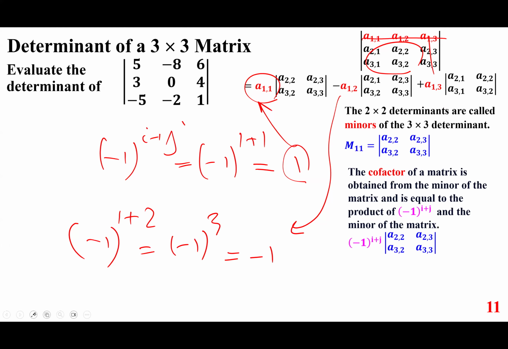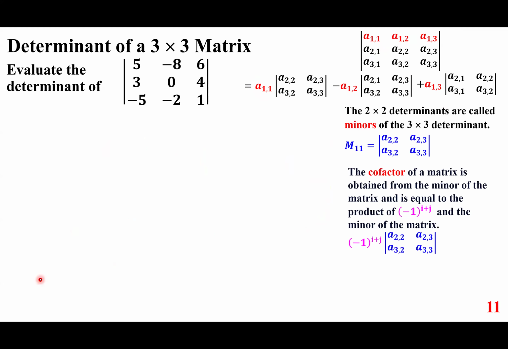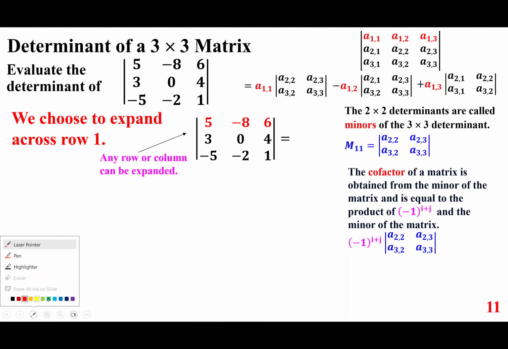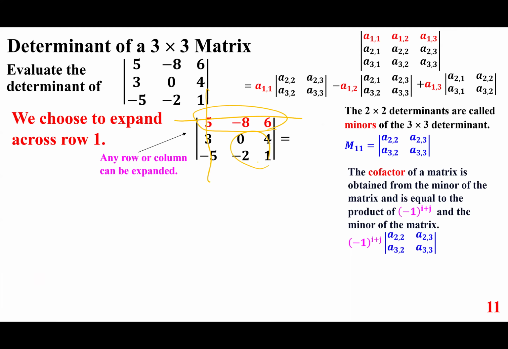So I'm going to erase my work. We decide to expand it with respect to one of the rows. Any row will do. For example, the first one. That means you should always cross out this one. So if we want to go here, we would write 5 times this.